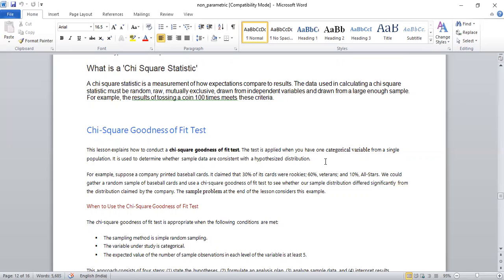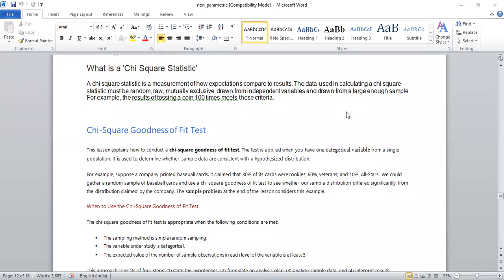Expectations compared to results. This means a chi-square statistic is a measurement of how expectations compare to results. What do you mean by that, Ujjal? Expectation is nothing but the outcome that we are expecting, and compared to the results means what is the output. So results are your observed values, and expectations are your expected frequencies.